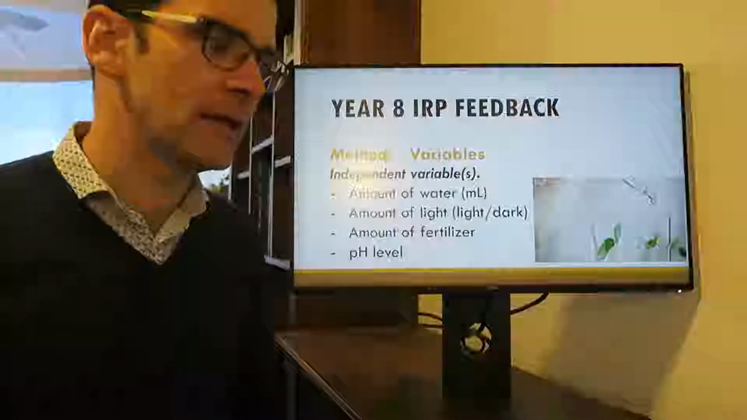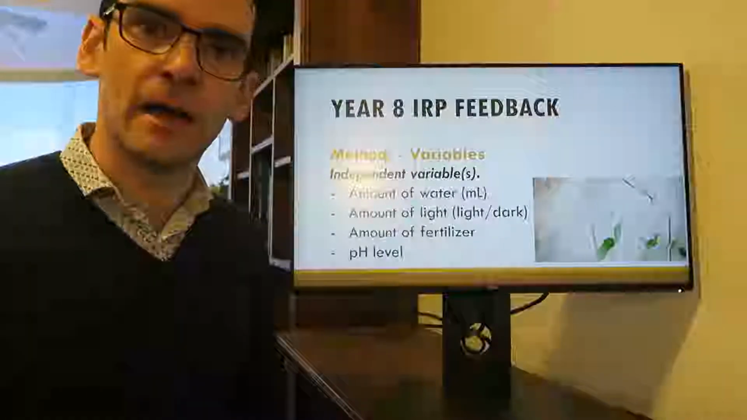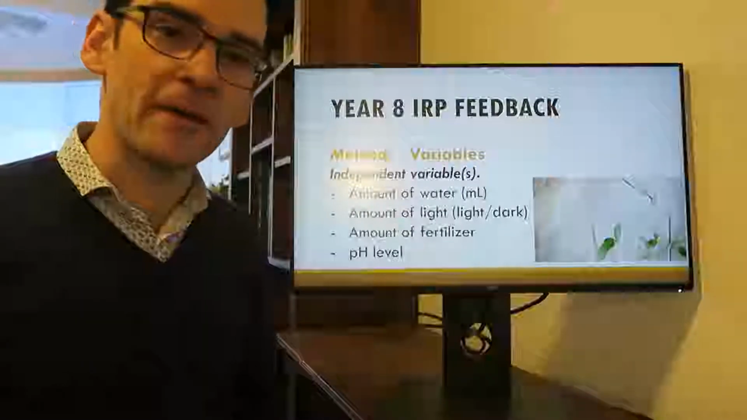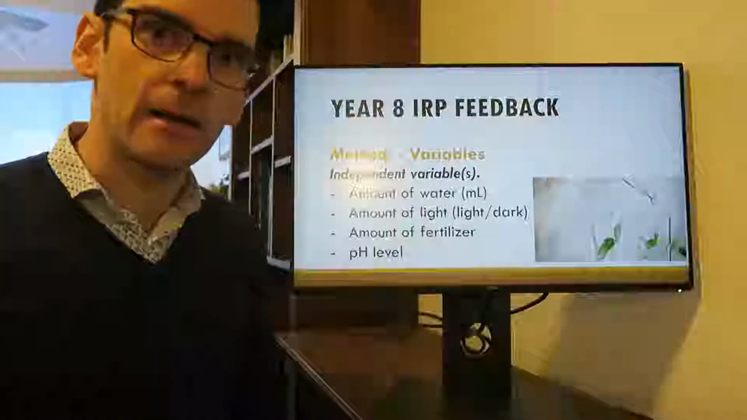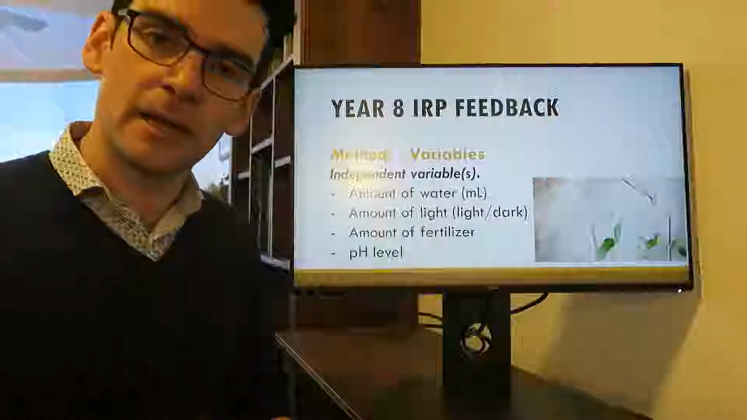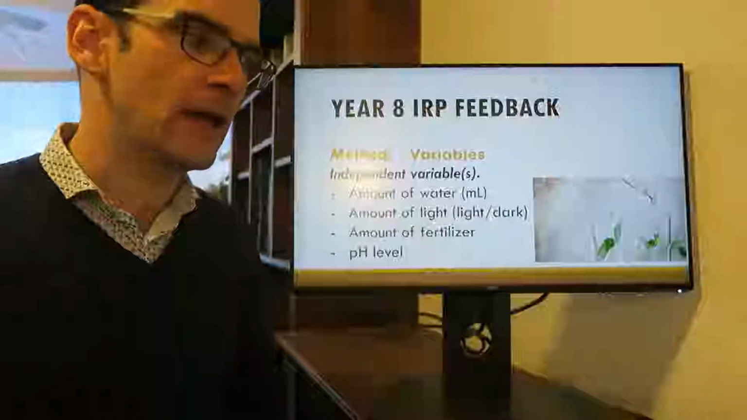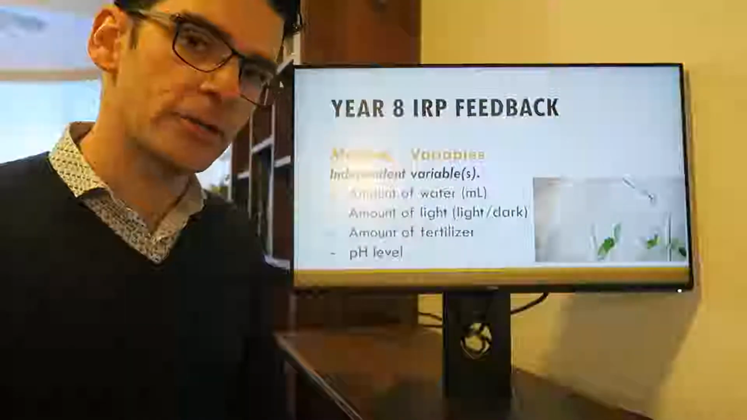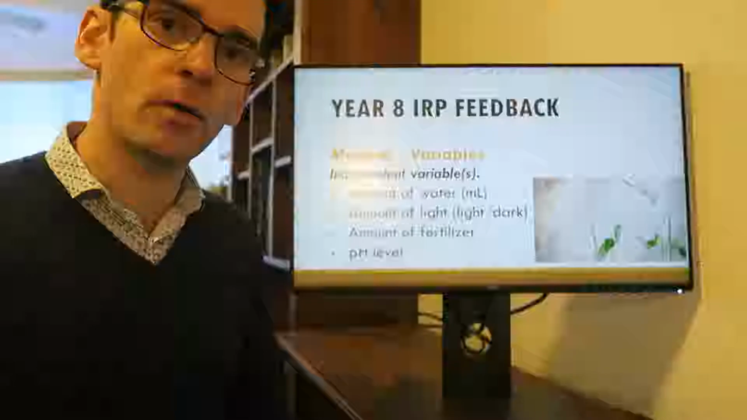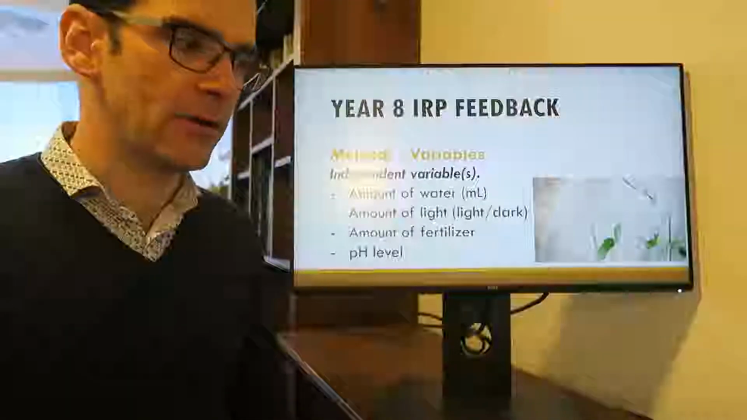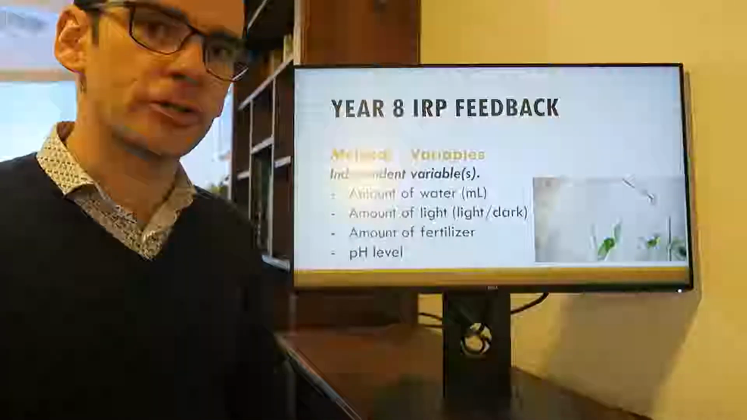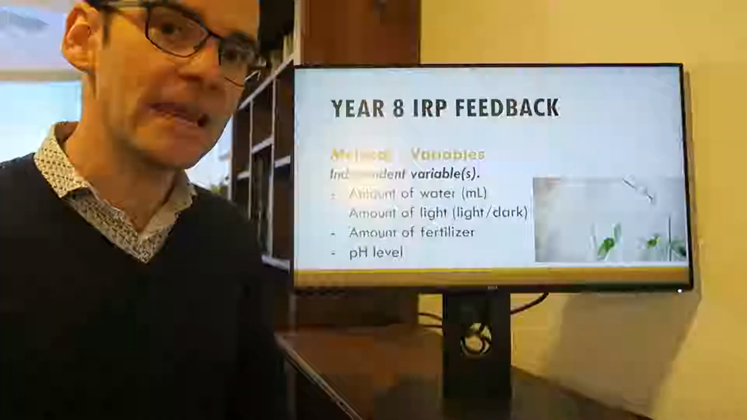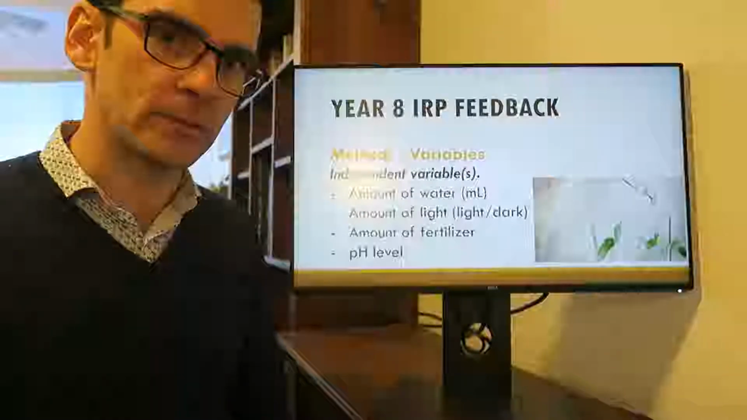Some of those might have been the amount of water. So how much does the amount of water affect the growth or the germination of seedlings? Secondly, the amount of light. I know a lot of my students chose this one because it was easy enough to put some in the cupboards and some out in the light and see what effect that had. So basically light or dark. Some of us, not a lot, chose to change the amount of nutrients or fertilizer, and some, not many, chose to change the acidity of the substrate or the soil. So these are all examples of independent variables.